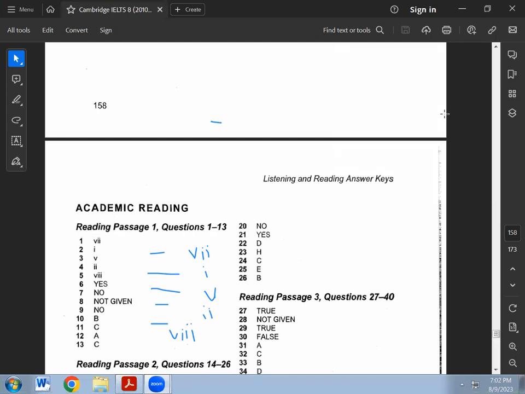So there you have it, a streamlined strategy to master IELTS matching heading questions in just 5 minutes. You noticed we didn't read the passage at all. We just matched it by the first or the last sentence only.